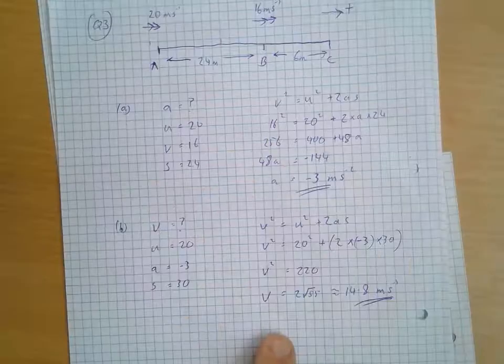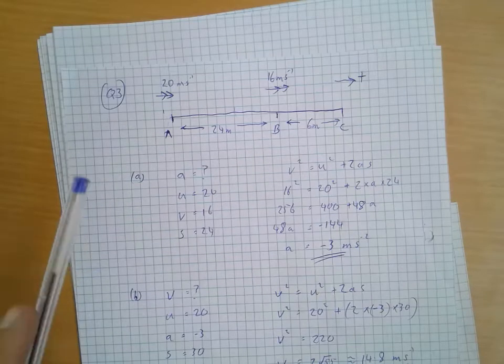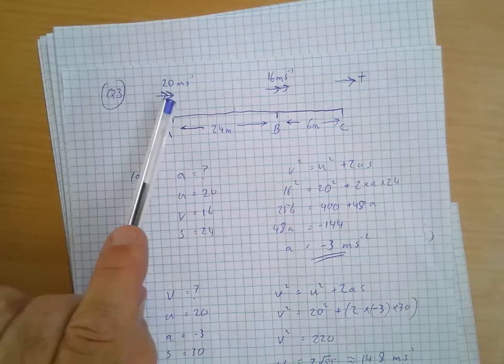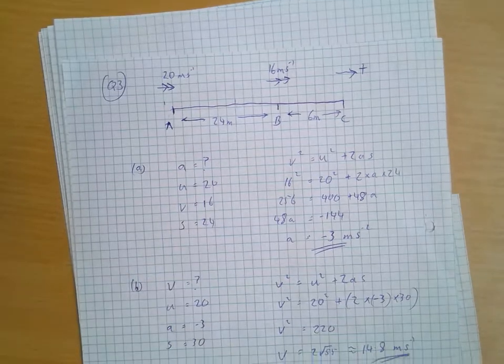Okay, again, what I should always do is check it. Does that make sense? Well, it's a constant deceleration. 20 to 16 to 14.8 seems to make sense. So not as much of a change in speed, but again, it's a shorter distance. So I think 14.8 looks like it makes sense there.